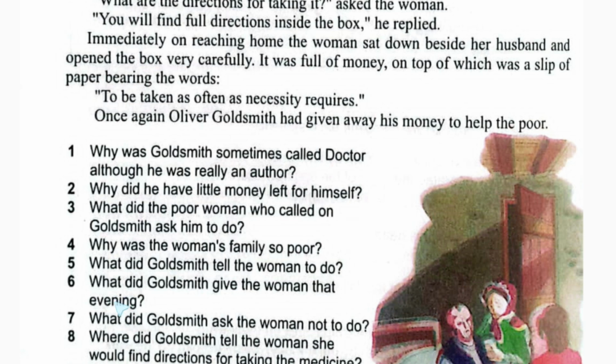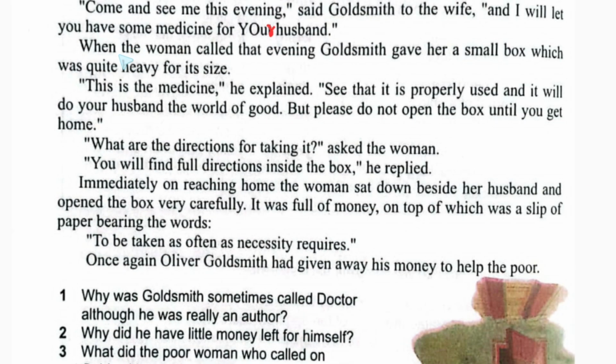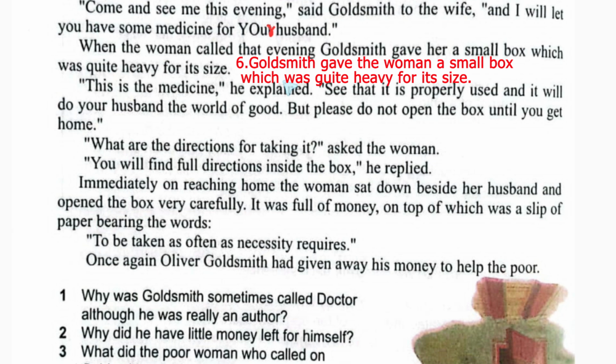Number 6, what did Goldsmith give the woman that evening? Answer is here. So easy answer. When the woman called that evening, Goldsmith gave her a small box which was quite heavy for its size. The answer will be: Goldsmith gave the woman a small box which was quite heavy for its size.